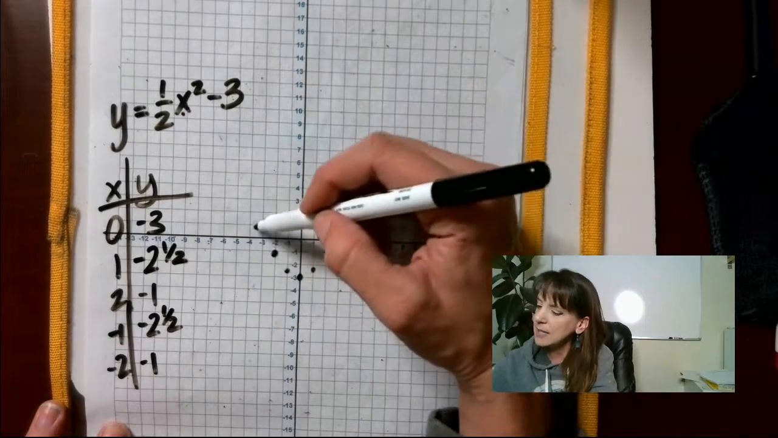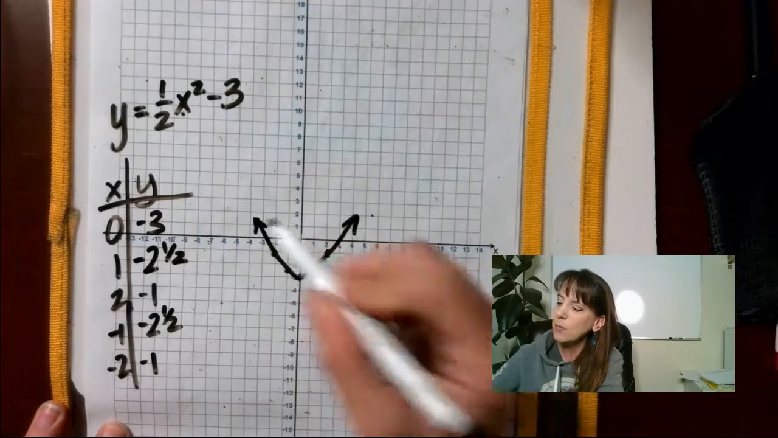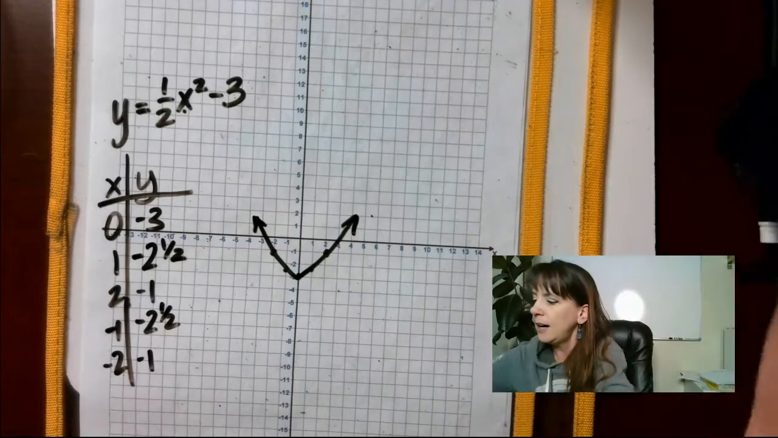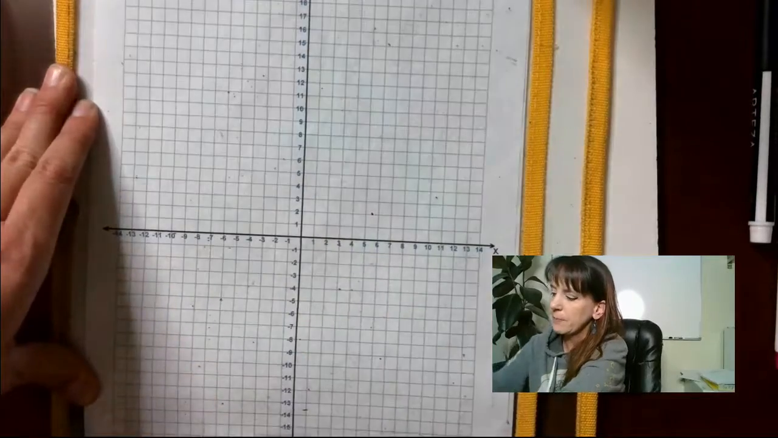So again, we can see that that's going to be a fatter graph than our normal parent graph, and that it went down 3. Okay, hopefully that's making a little bit of sense. And we'll practice all of these in class. I just want you to be real familiar with it.